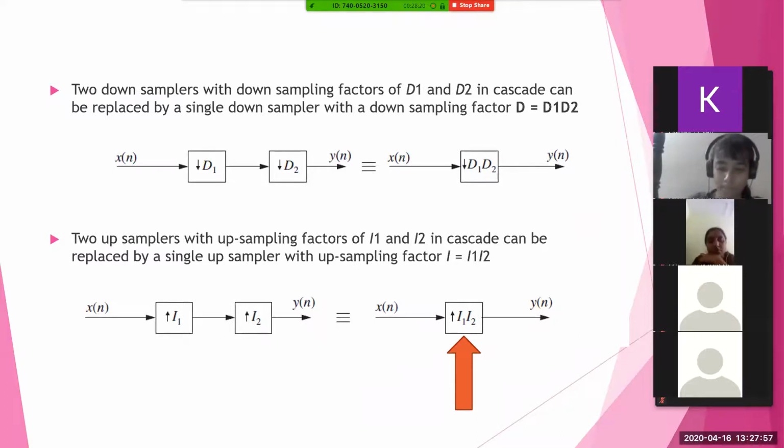We have done the opposite of this in a previous discussion. We had a big decimation factor or a big interpolation factor, and we divided it into smaller chunks and kept them in cascade. This is the vice versa thing. So that means D1 and D2 can be clubbed into D1 into D2, or they can be divided into separate sections of D1 and D2.